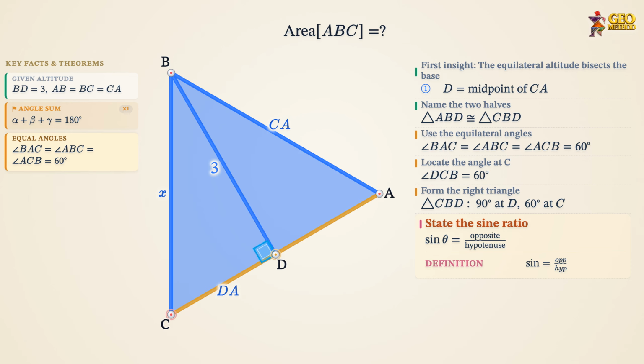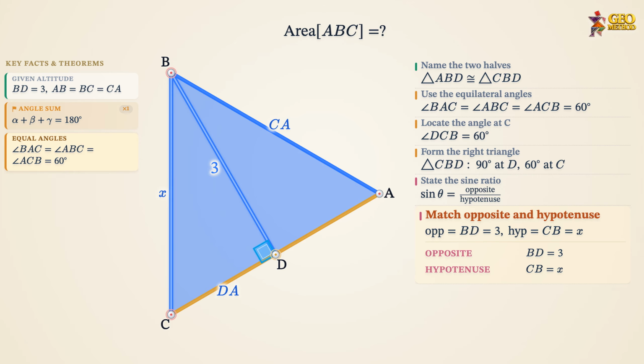The sine of an angle in a right triangle is the length of the side opposite that angle divided by the hypotenuse. We choose sine because it connects the angle at C directly to the altitude and to the side X we want. Looking across from the 60-degree corner at C, the side opposite is the altitude BD, which is 3. The hypotenuse is the side CB, which is X. Naming these two pieces sets up the equation.